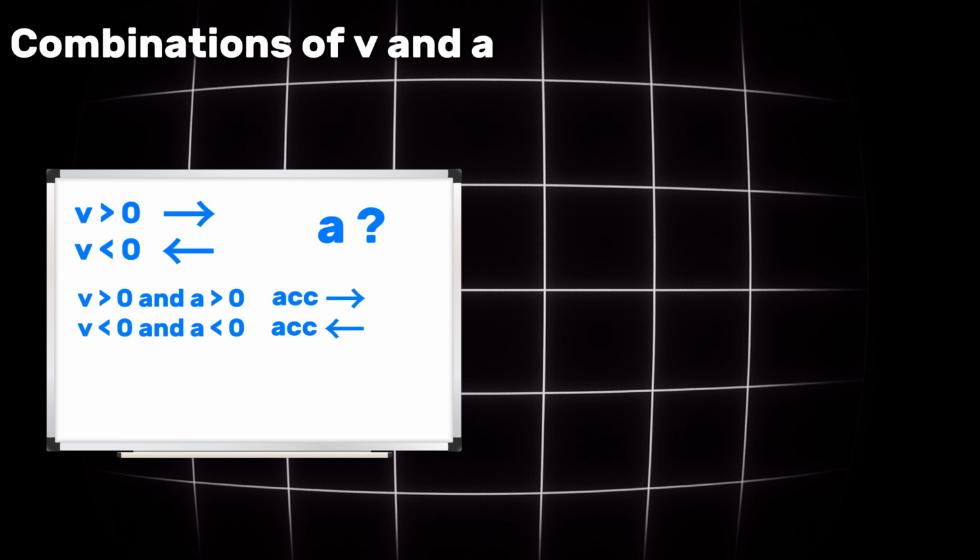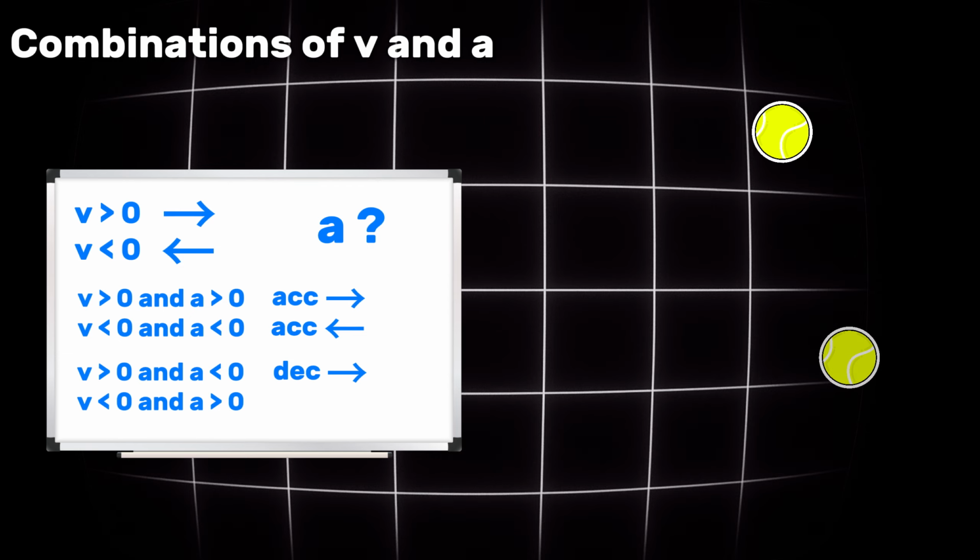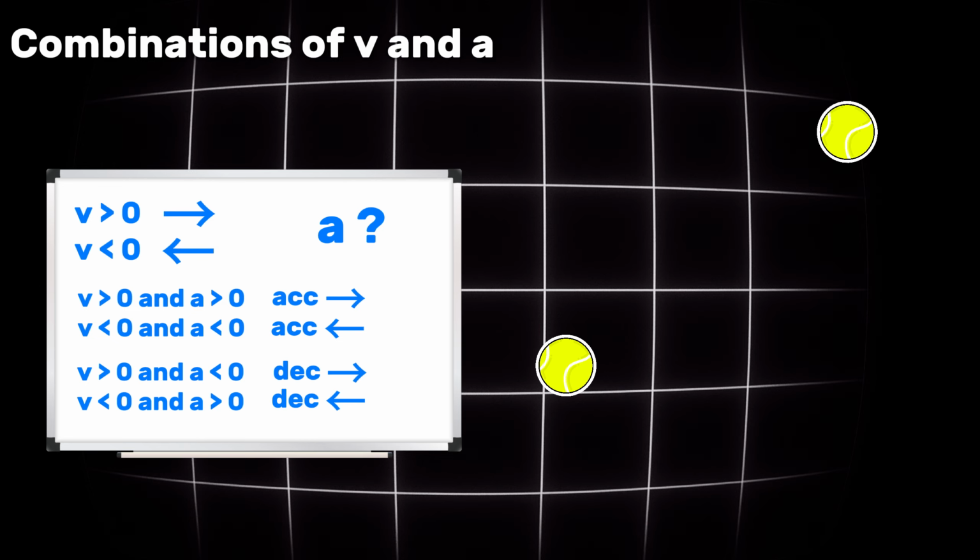If the acceleration has the opposite sign of the velocity, the object decelerates. It either decelerates to the right or decelerates to the left. This is crucial for solving problems.